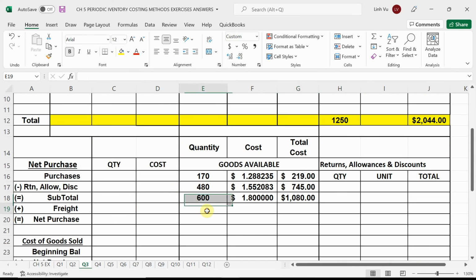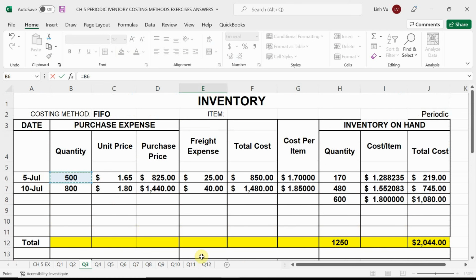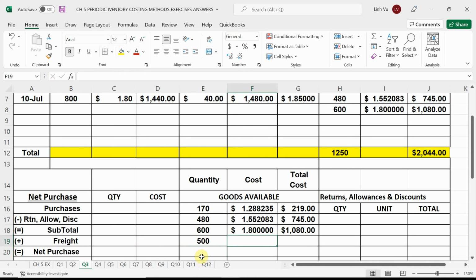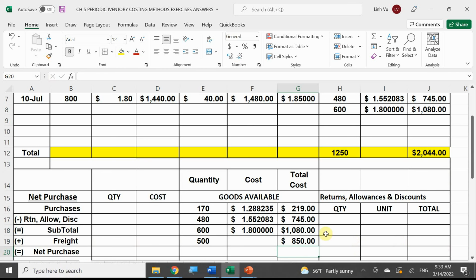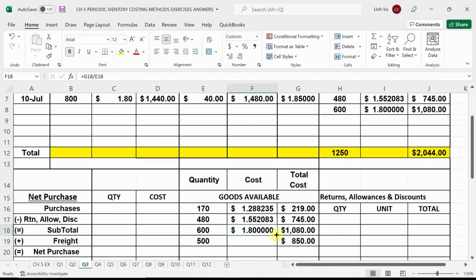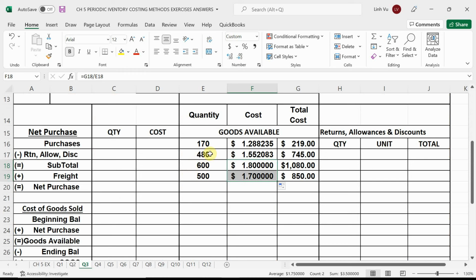Now, because we didn't make any changes to our batches of inventory for July 5th, that means I'm going to carry that value over into my goods available because there are no changes. So I still have all 500 units, and it still cost me $850, right? And of course, that cost per item left me with $1.70, right? No changes to the July 5th one. So therefore, that's going to be part of my goods available.